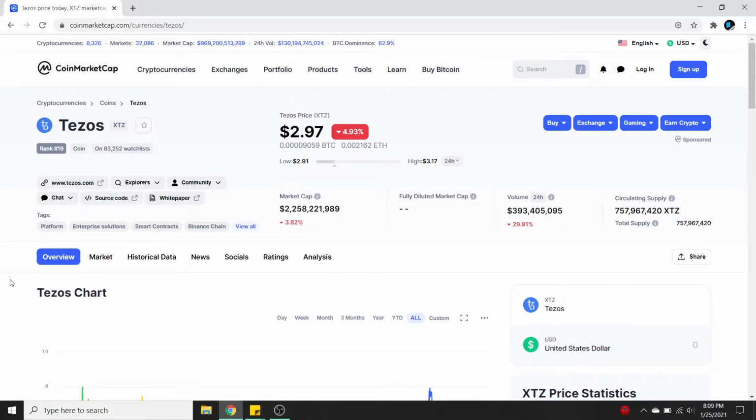This is a place where we can all learn about the many different cryptocurrencies and altcoins so that we know what we're putting our money into.